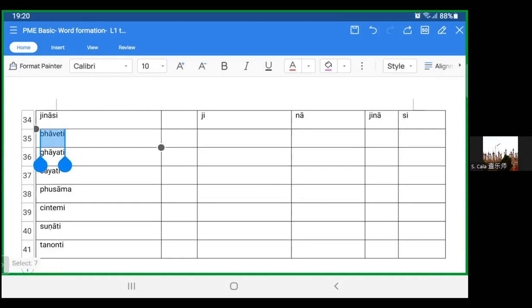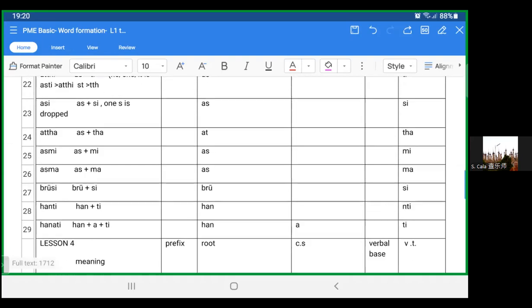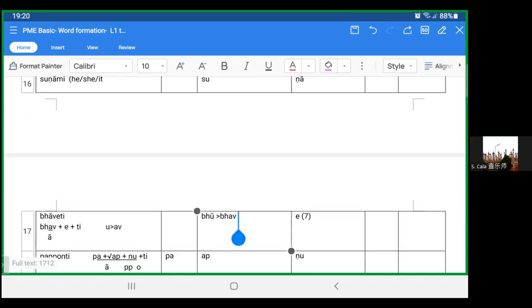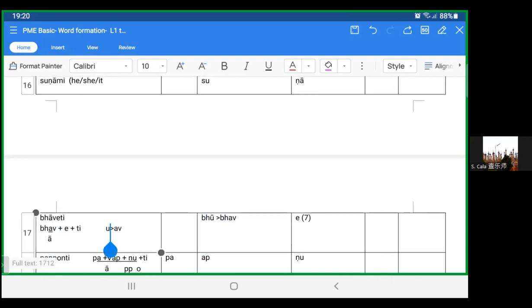Okay. So you just need to remember it's coming from BHU, boo. All right. So remember the notes we wrote before. So it's the same as the previous one. This one is coming from this U, okay? U changes to AV, okay? Then because of the causative A, the vowel in the root A becomes long A, right?